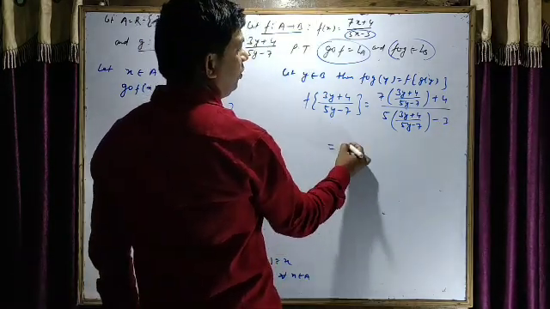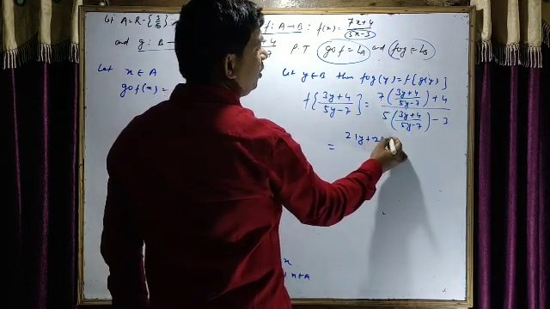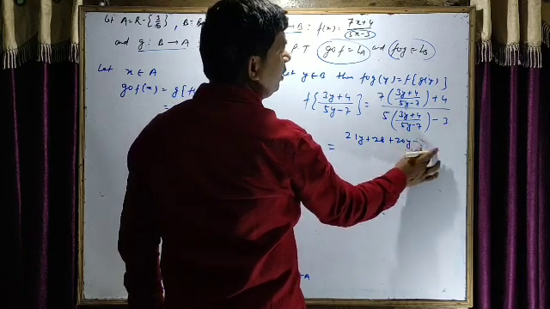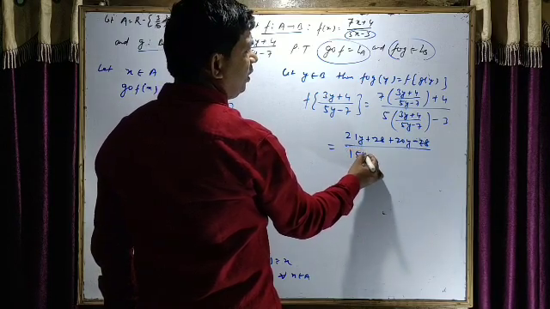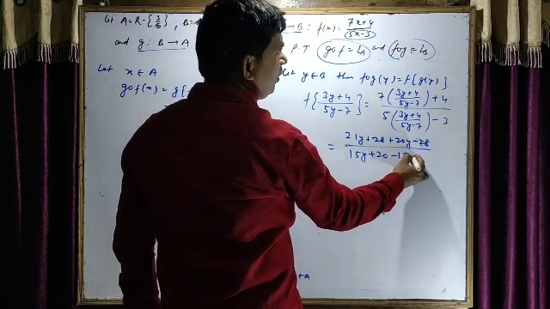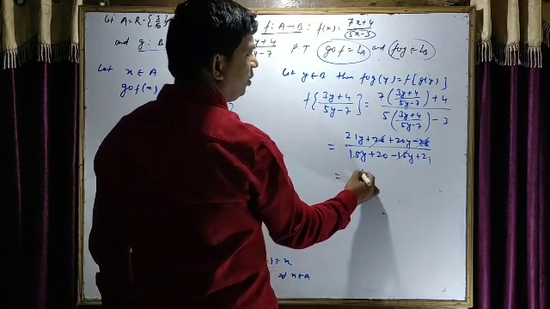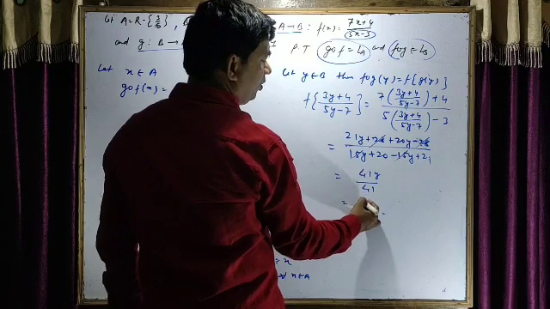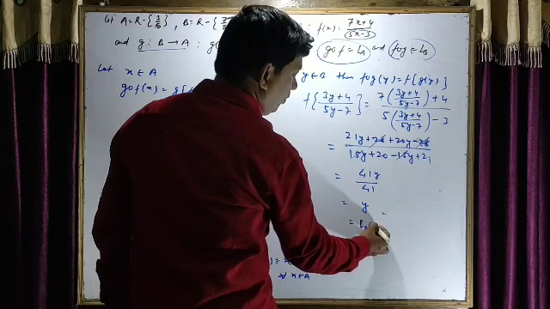So this equals 21y plus 28 plus 20y minus 28, divided by 15y plus 20 minus 15y plus 21, which is 41y by 41. So this is y. So this we can write as I_B of y.